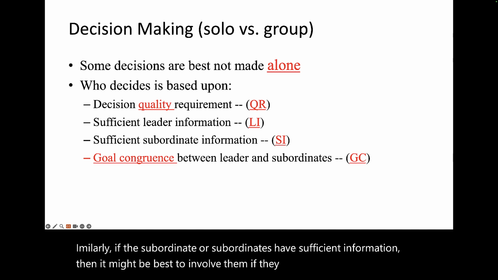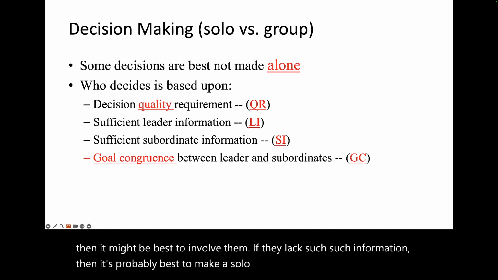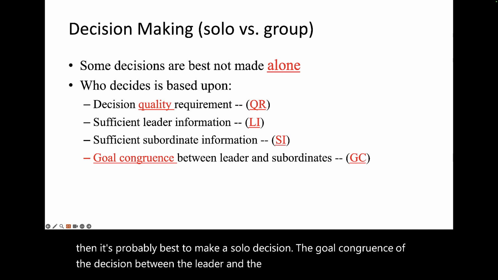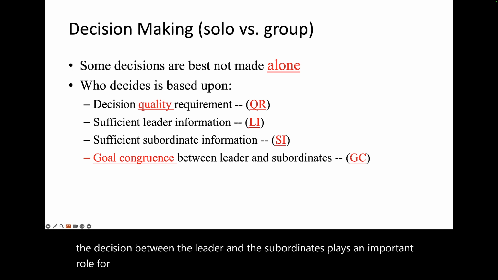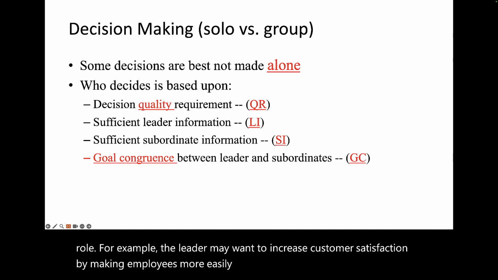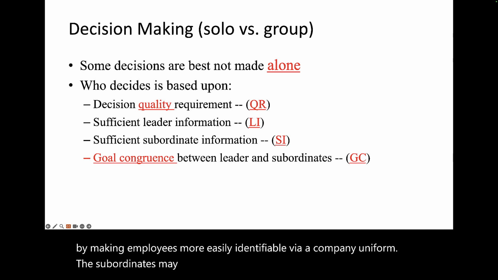The goal congruence of the decision between the leader and the subordinates plays an important role. For example, the leader may want to increase customer satisfaction by making employees more easily identifiable via a company uniform. The subordinates may adamantly oppose the wearing of uniforms. Their goals in this example would be incongruent with the leader.